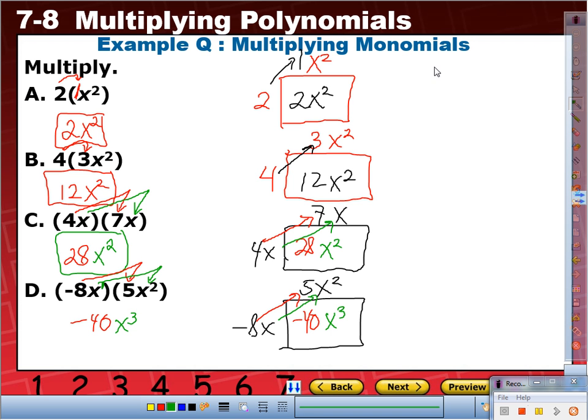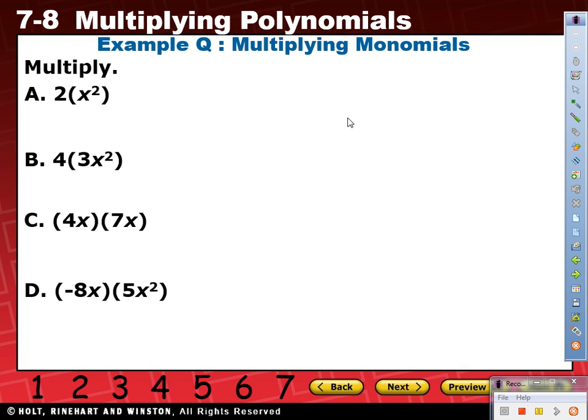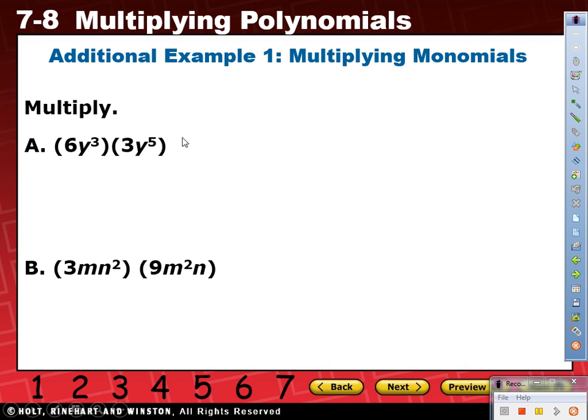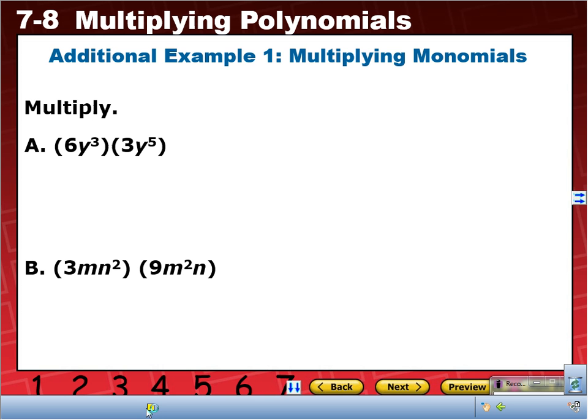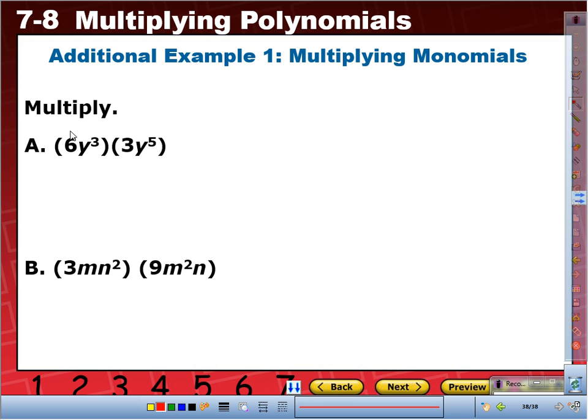All right. So now that I did a good introduction, now we're slowly coming into the fun part. Here we go. Example number 1. All right, so let's do this one together. Look at 1. It's right next to that on your notes. Let's do it together. So, what is 6 times 3? 18. Okay. What is y to the 3rd times y to the 5th? Y to the 8th. And we're done.